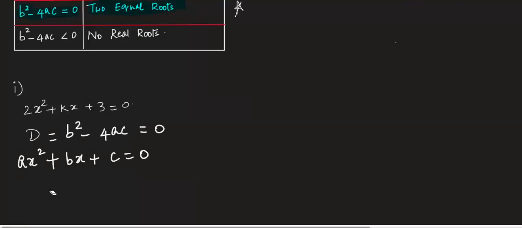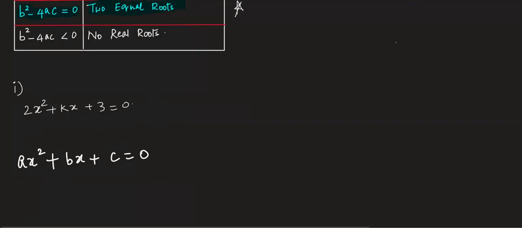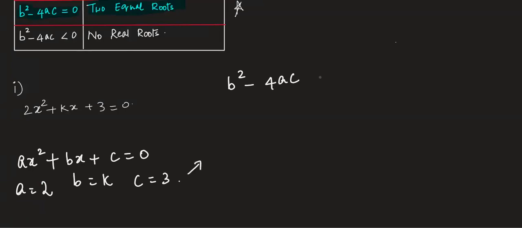Wait, I'll just erase this. So here a is equal to 2, b is equal to k, and c is equal to 3. Okay. Now, how do I determine it? So b square minus 4ac is equal to 0 because it's given the roots are equal. So what is b? b is k. So k square minus 4 into a, which is 2, and c, which is 3, is equal to 0. So again, k square minus 4 into 2 will be 8, 8 into 3 will be 24. Minus 24 is equal to 0.